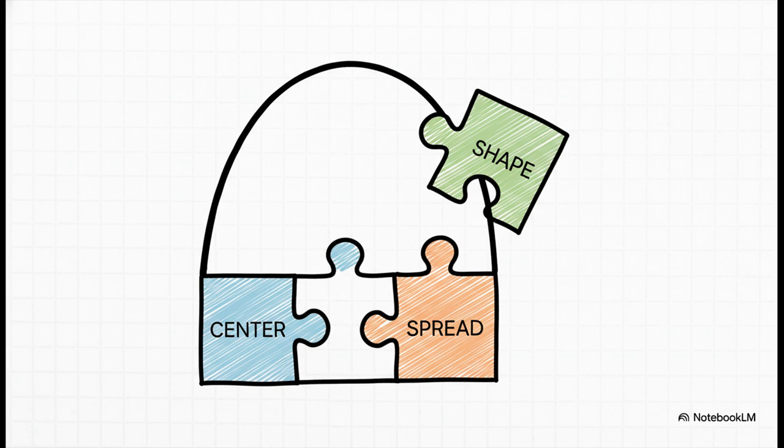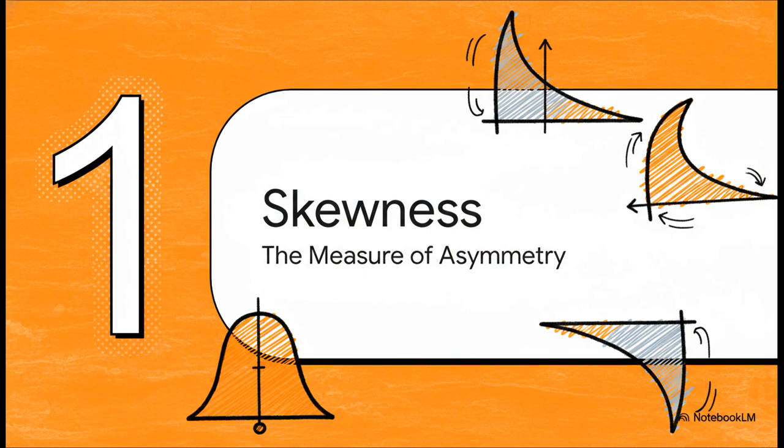The crucial missing piece isn't the center or the spread, it's the shape of the data. And we uncover that shape by looking at what statisticians call higher moments. Think of it like going from a flat 2D picture of your data to a full-on 3D model. Okay, so our first clue in understanding a distribution shape is a concept called skewness.